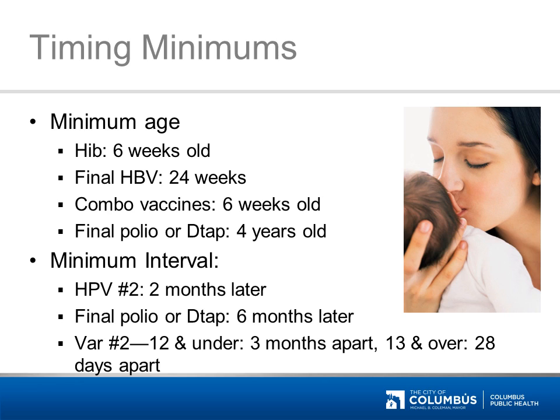There are two kinds of minimums to consider when scheduling vaccines: minimum age and minimum interval. Some doses can't be given prior to a certain minimum age. Some doses must have a minimum amount of time between the previous dose and the current dose. It is not uncommon to have to repeat a dose that is given too early. The Ask the Experts page at immunize.org has specific information about when a dose that was given too early can be counted. We'll get back to the Ask the Experts page a little later in our program.